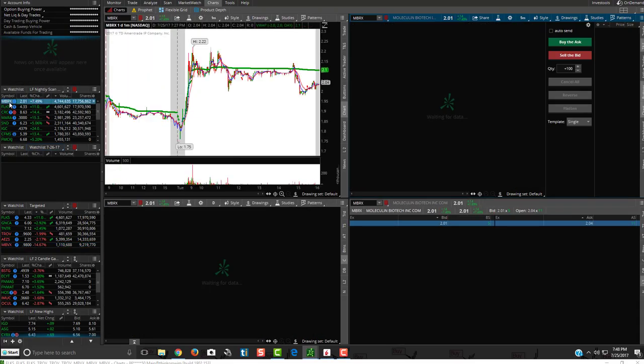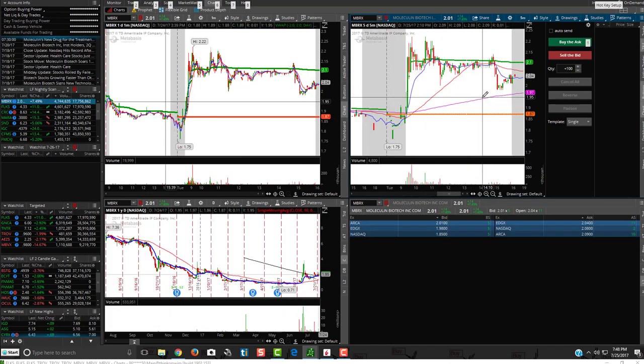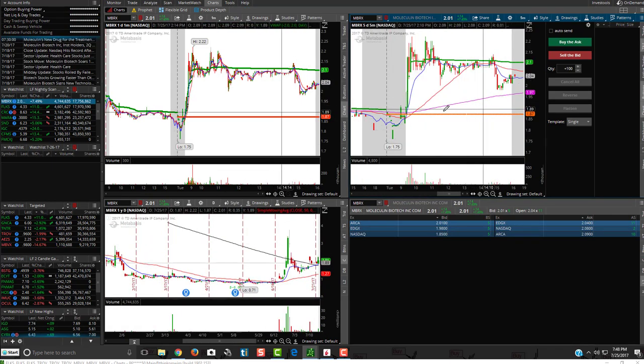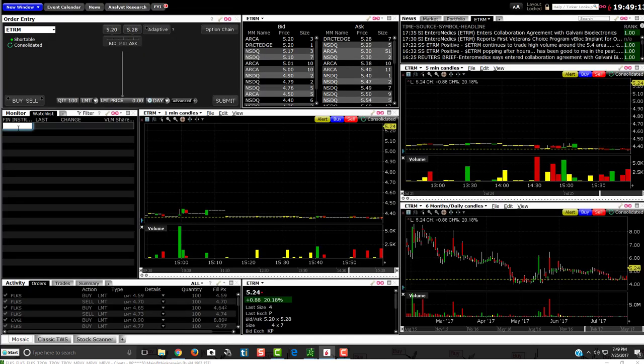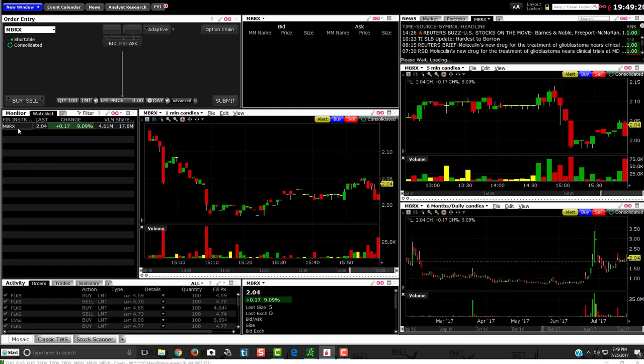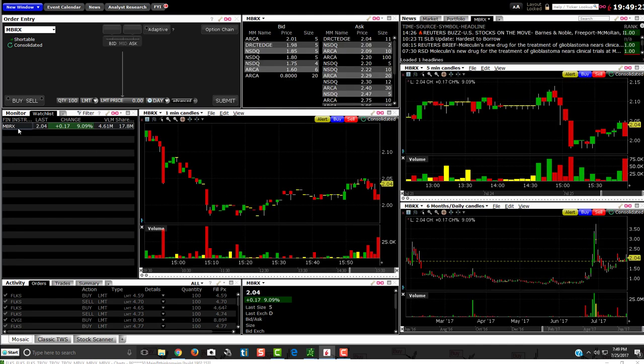So MBRX, this one went up, was choppy. I don't really love it. It does have a lot of volume. It is right around that whole dollar mark of $2. I don't know if I would put it on my Thinkorswim one, but again, for Interactive Brokers, if there's short shares available to short, I'll put it on my watch list. So we'll double check over there and see. Nothing available to short right now, so I might not put it on my watch list there.